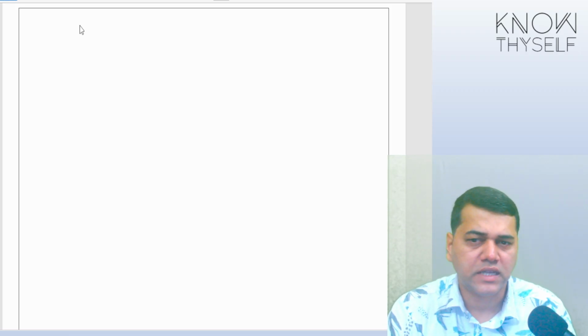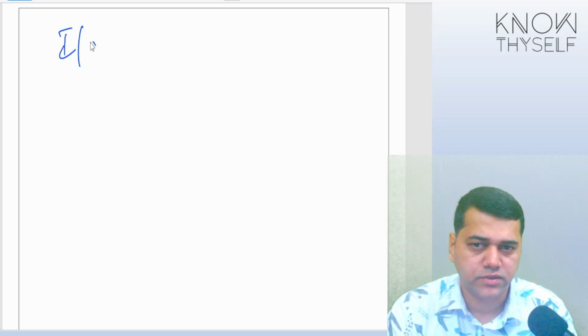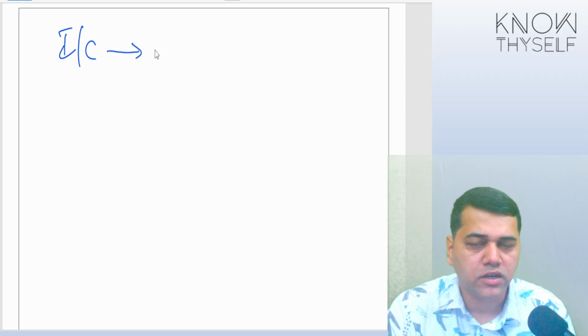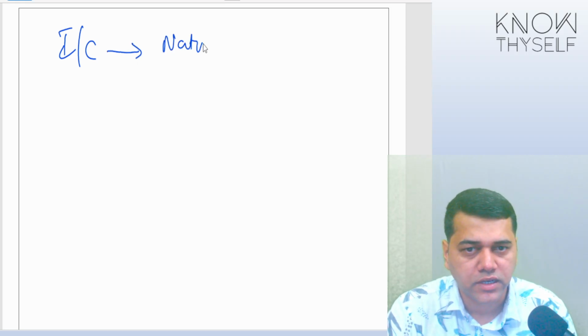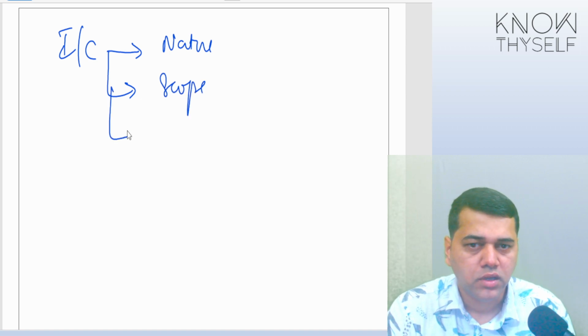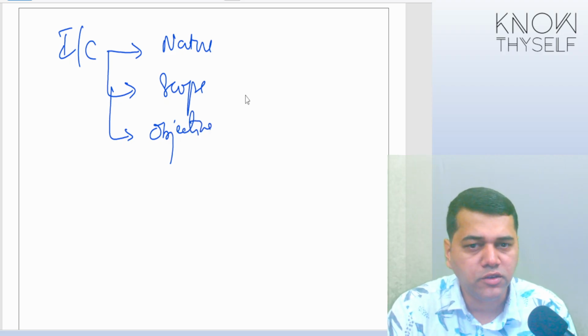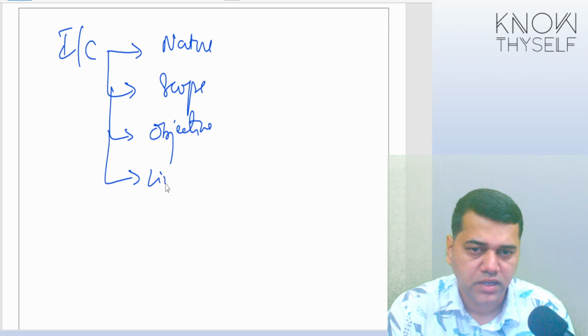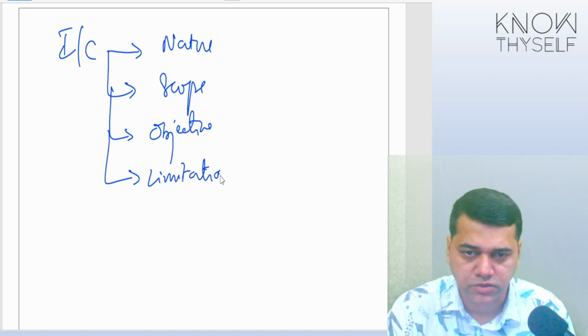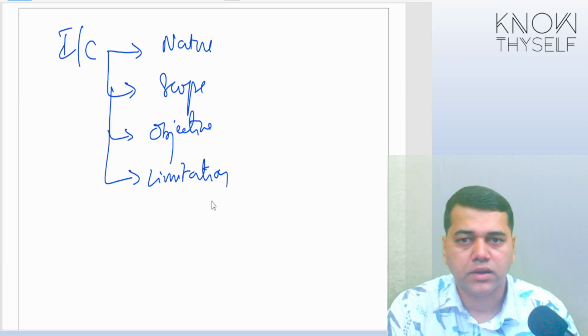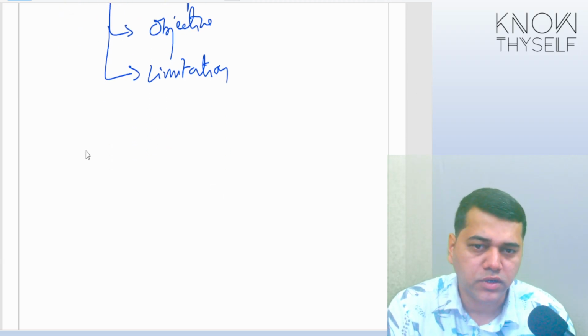So we started with the internal controls. When we talk about the internal controls, we understood what is the nature of the internal control, what is the scope of the internal control, what is the objective of the internal control. These are very basic things. And then you understood what is the limitations. Anything we need to understand, the limitation also. The second thing is we have to understand the structure.